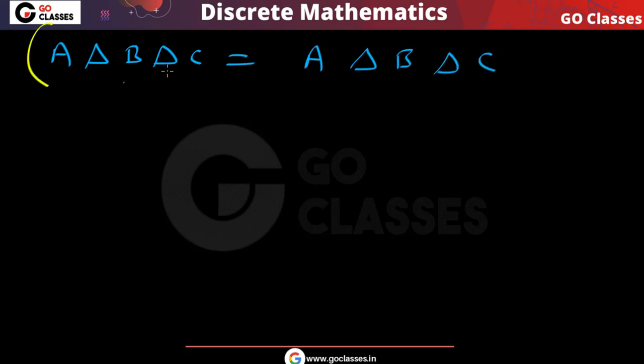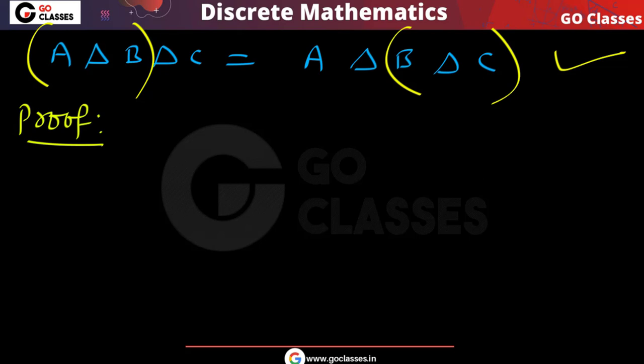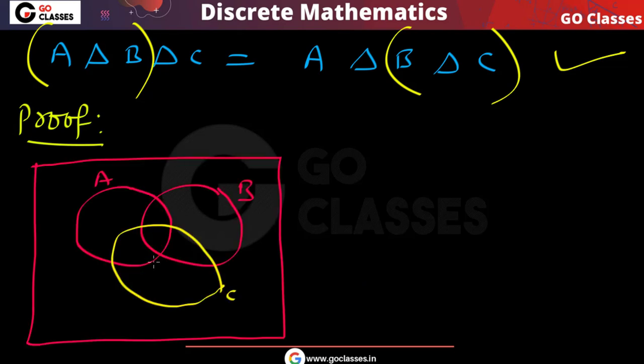What about symmetric difference? Can I say that (A symmetric difference B) symmetric difference C and A symmetric difference (B symmetric difference C) are the same? This is my question. Yes, they are the same. You can very easily prove it by Venn diagram. You have sets A, B, C. In this Venn diagram with three sets, how many areas are there? Total 8 areas: area 1, 2, 3, 4, 5, 6, 7, 8.